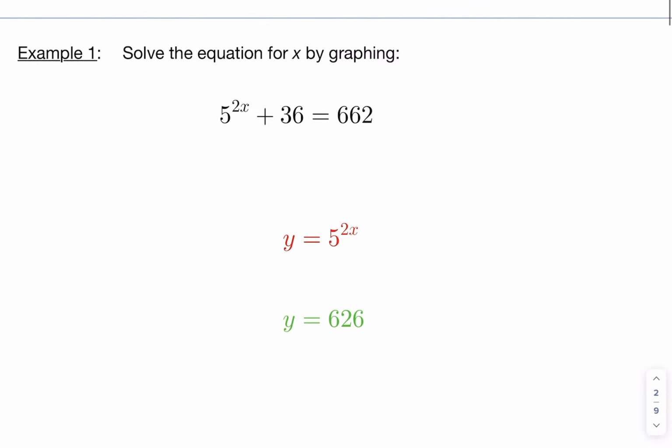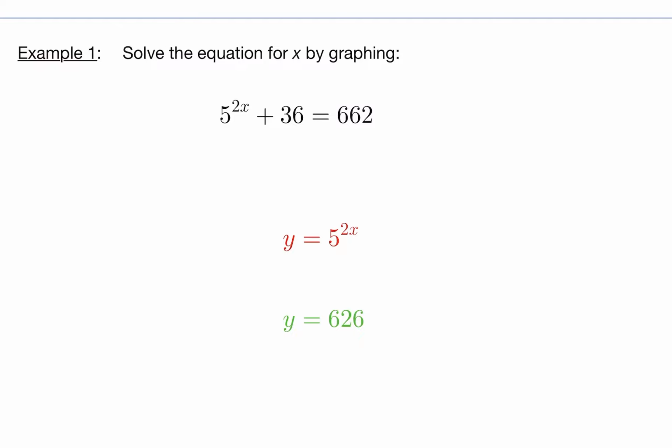Here's the first equation for solving x. Normally, we would use natural logs to solve this, but in this particular example, I'm going to show you how to solve this by graphing. Okay, so we have the following problem: 5 to the 2x power plus 36 is equal to 662. The challenge here is that we have x in the exponent, and so you're going to need to use a different technique to solve this. And graphing is one way to do this.